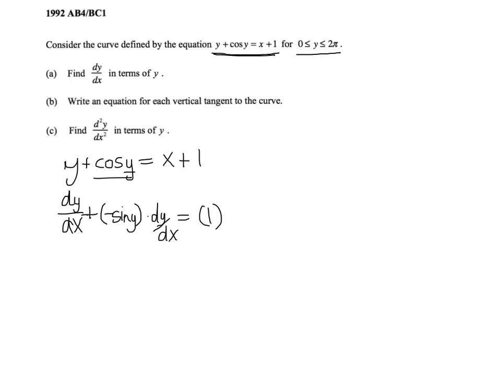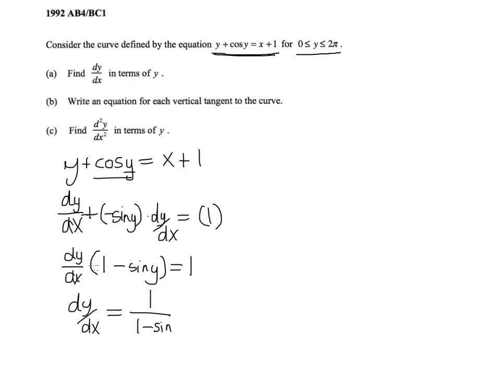Now you want to collect all your dy/dx terms to one side, which is already done, so I'm going to factor out dy/dx. Really nice. I guess you could go ahead and divide at the same time, but I'm not going to. 1 minus sine y, times dy/dx, equals 1. And then finally, dy/dx, if you divide, would be equal to 1 divided by 1 minus sine y. So there's my derivative.